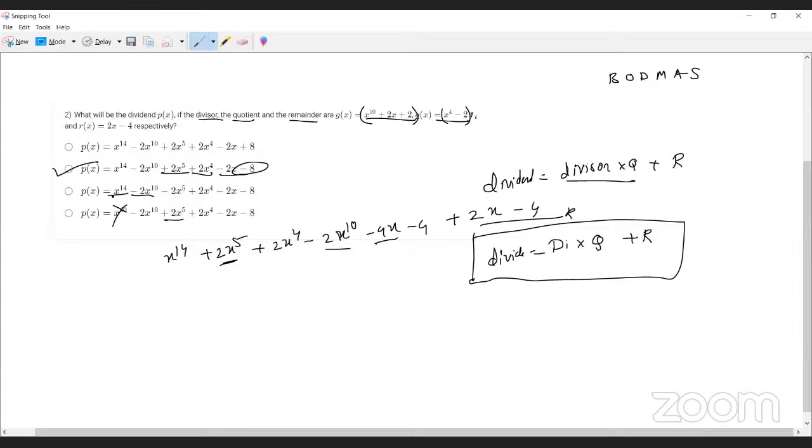Simply, you have to multiply the divisor with the quotient and just add the remainder. This is a general thing, right? Okay, then.